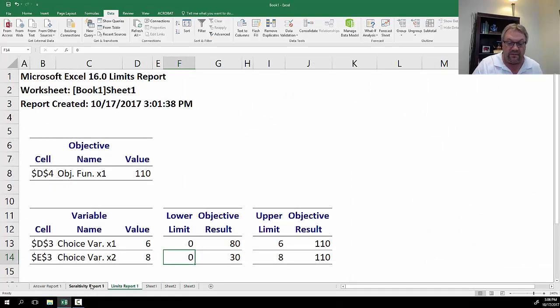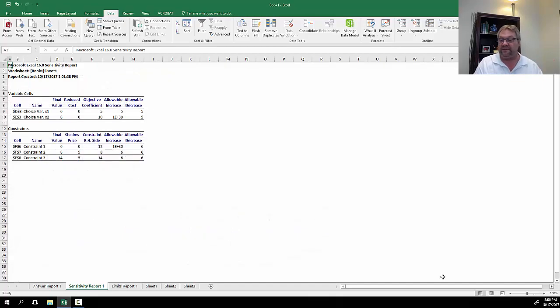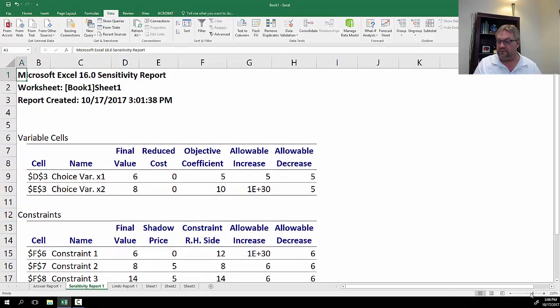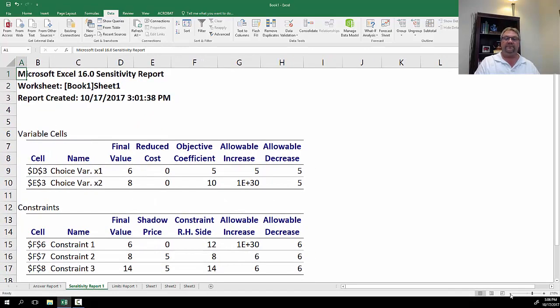Now here, this middle one, the sensitivity report, this is the big one. So I want to go through this very carefully. Okay, so you start off here. Here are your variable cells. So these are x1 and x2, right? And it starts off with the final value for each, 6 and 8. And then we get to what Excel calls a reduced cost.